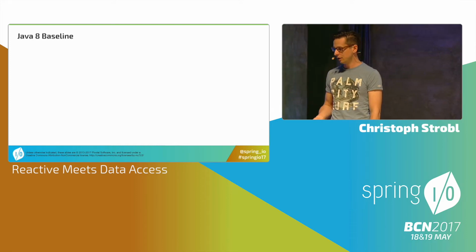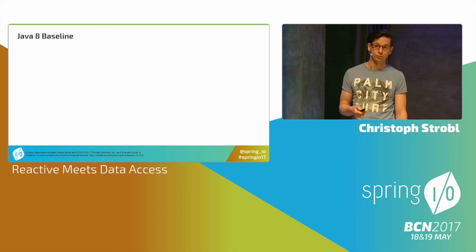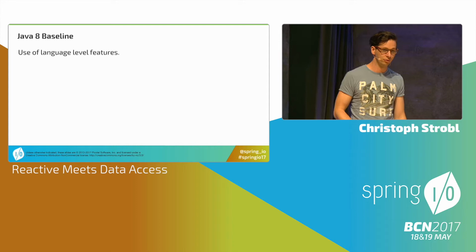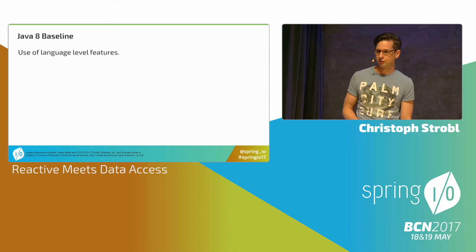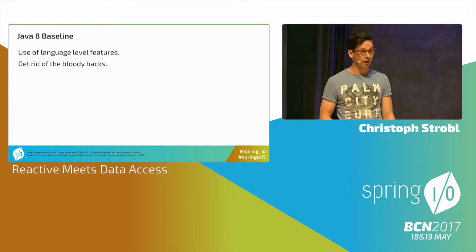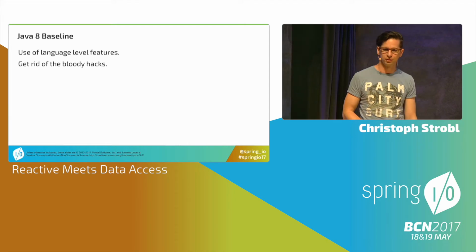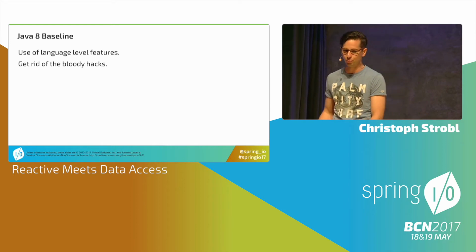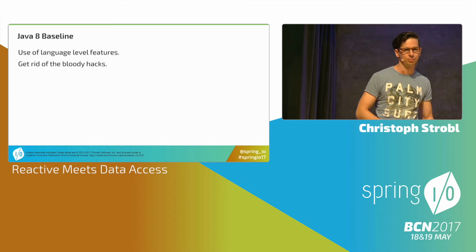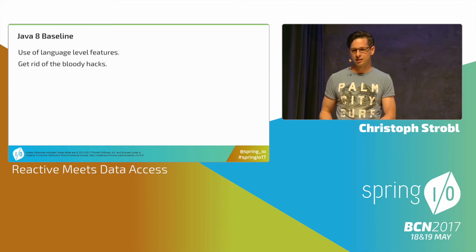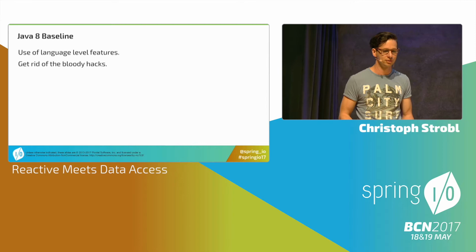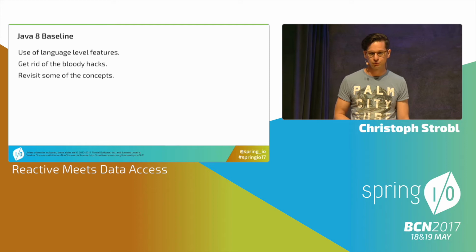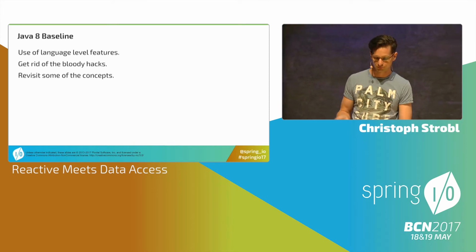So what has been the Java 8 baseline upgrade? It's basically one for us, since we're following up on Spring Framework 5. So we are finally able to use all the new language level features, and we had a chance to get rid of all the bloody hacks that we had in there to support Java 8 already while sticking to a Java 6 code base. This was a huge improvement for us, and by now we have polished stuff up a little bit so that it doesn't only look like a Java 8 code base, but it really feels like a Java 8 code base. And we revisited some of the core concepts that we follow with Spring Data.